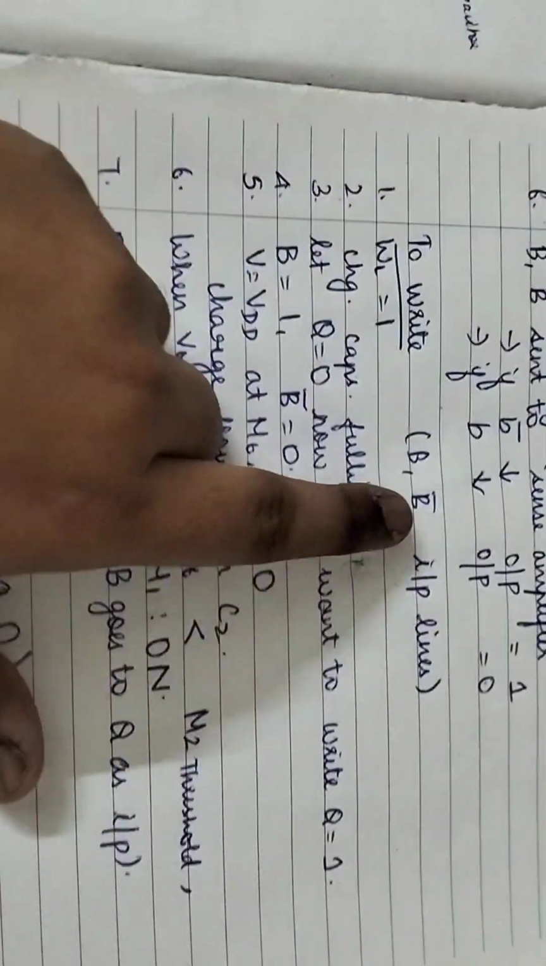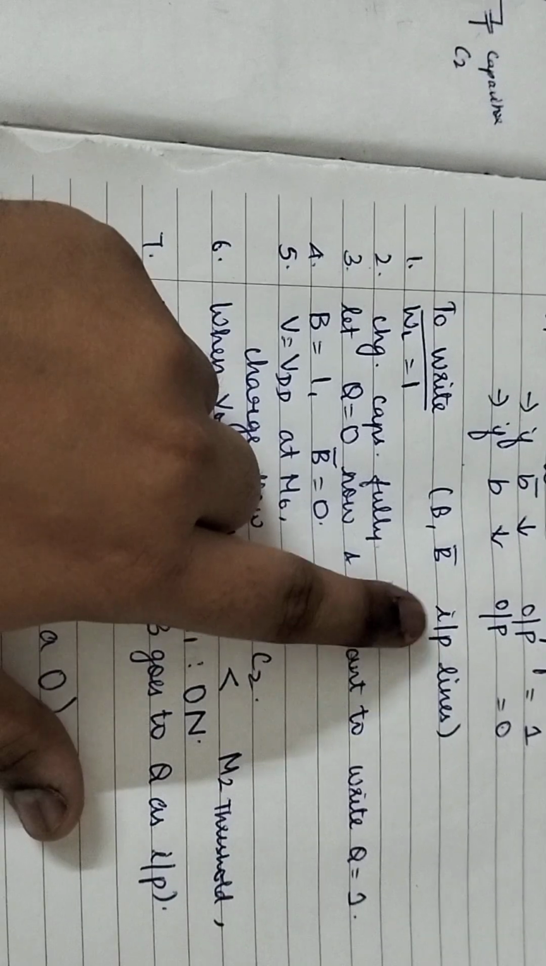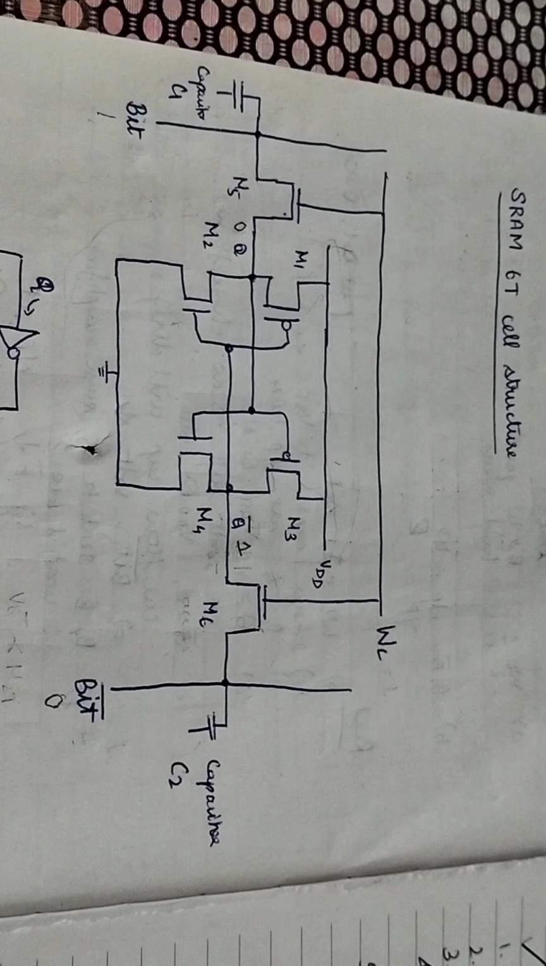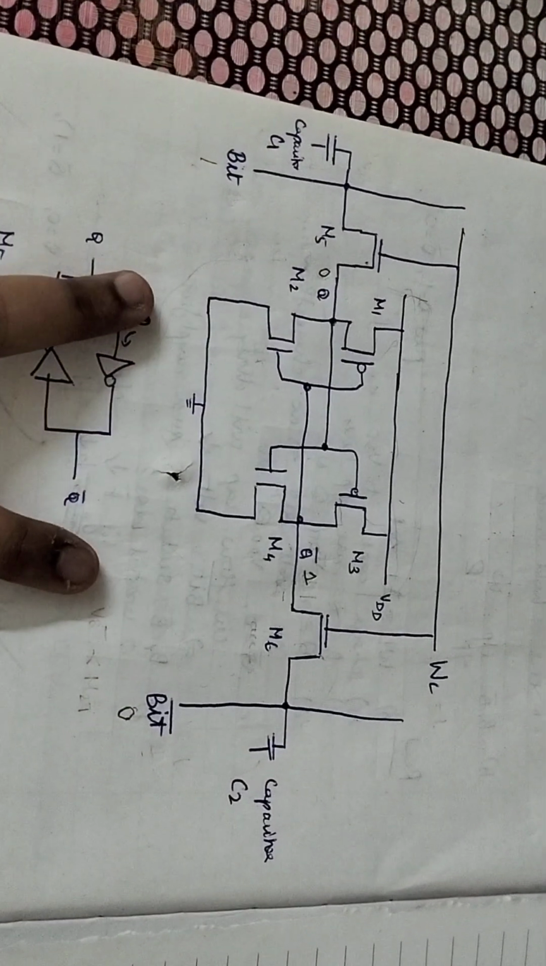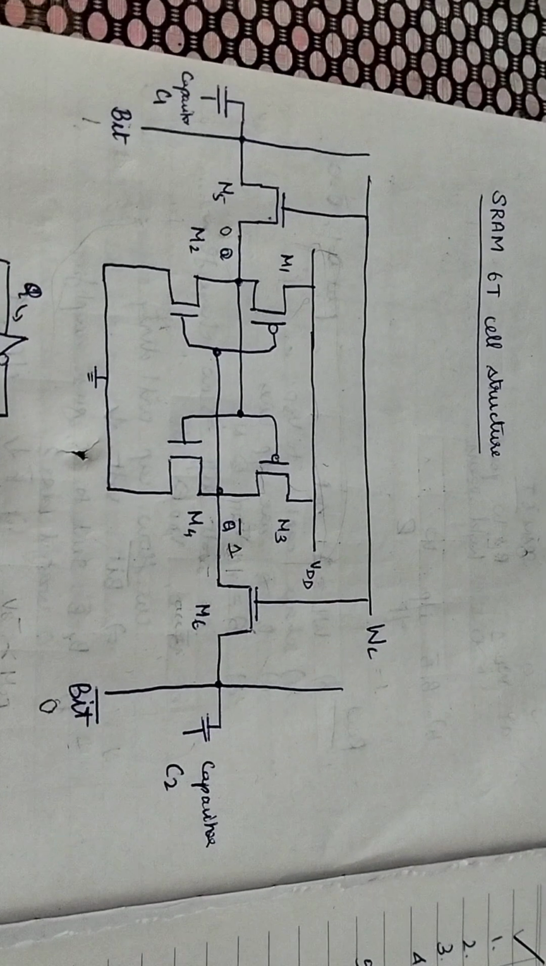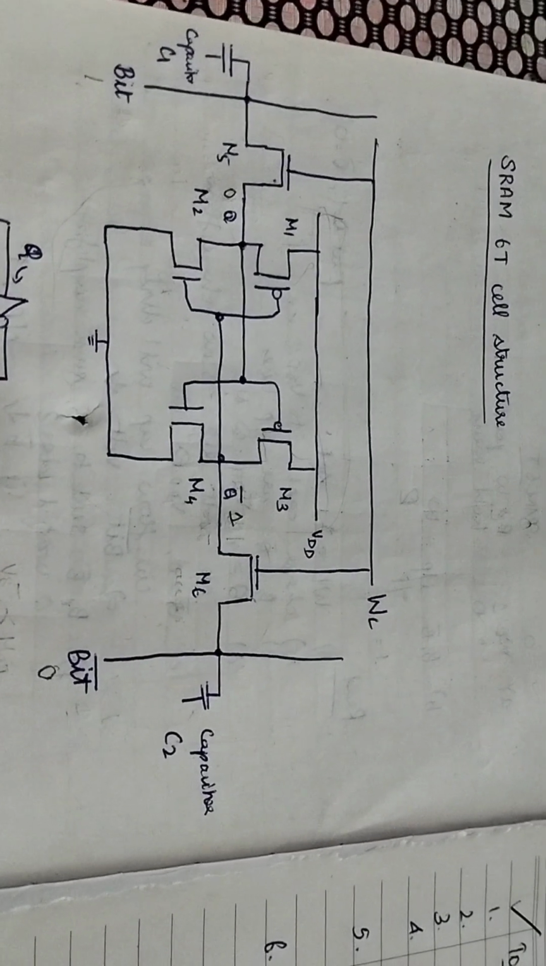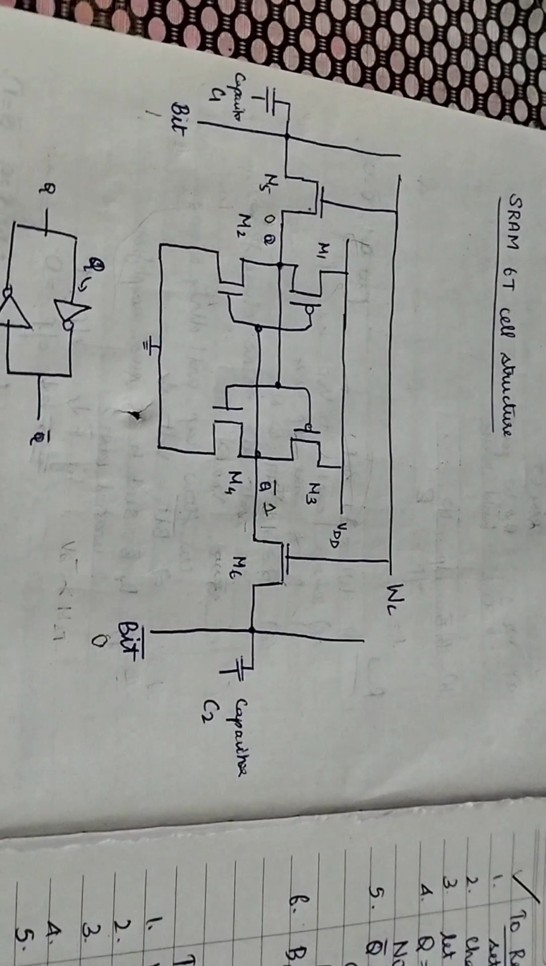So while performing the write operation, first of all, we need to remember that the bit and bit complement act as input lines. In our previous case where we did the read operation, these two in a sense helped us identify the output. So they acted as output lines there, whereas here they will act as input lines. So this is something we need to remember. Now to write, these are the steps.